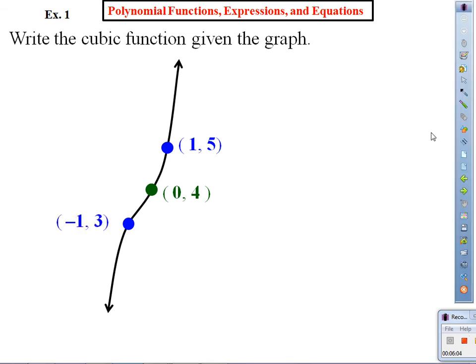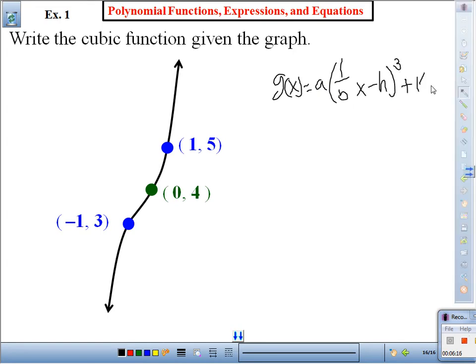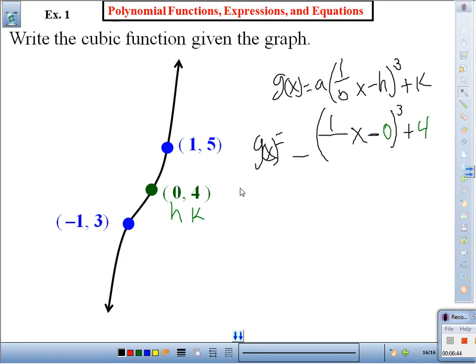So first things first, they want me to write a function. What is my general rule? g of x equals a parentheses 1 over b x minus h cubed plus k. All right, what information can we substitute from the beginning? h and k. What is h? 0. What is k? 4. Which means I can bring down the parentheses cubed, the plus, the minus, the x. That leaves me with 1 over blank, and blank outside equal to g of x. Because all we need is what? a and b. Are we there so far?